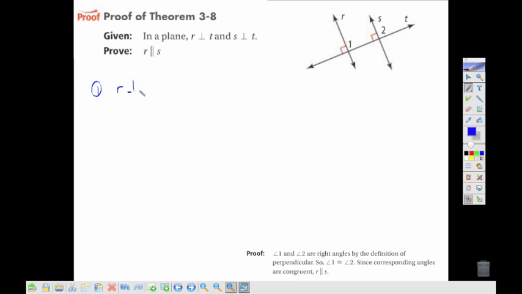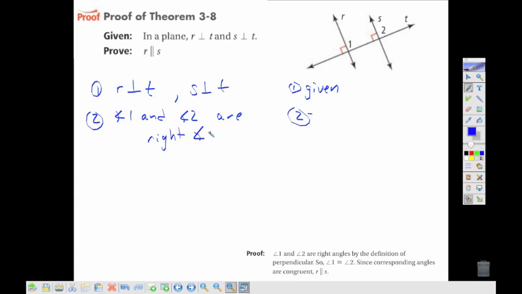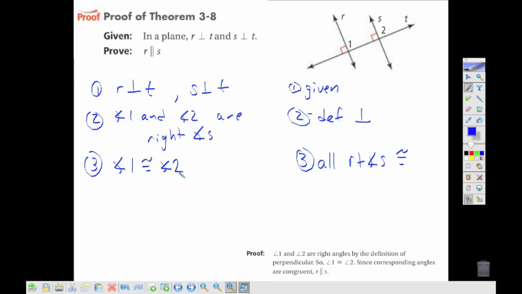Our first step will be given: R is perpendicular to T, S is perpendicular to T. And then our next step, notice if they're perpendicular, then that means we have right angles. And this is our definition of perpendicular. Next, we should notice that all right angles are 90 degrees, so all right angles are congruent. And therefore, angle 1 is congruent to angle 2.